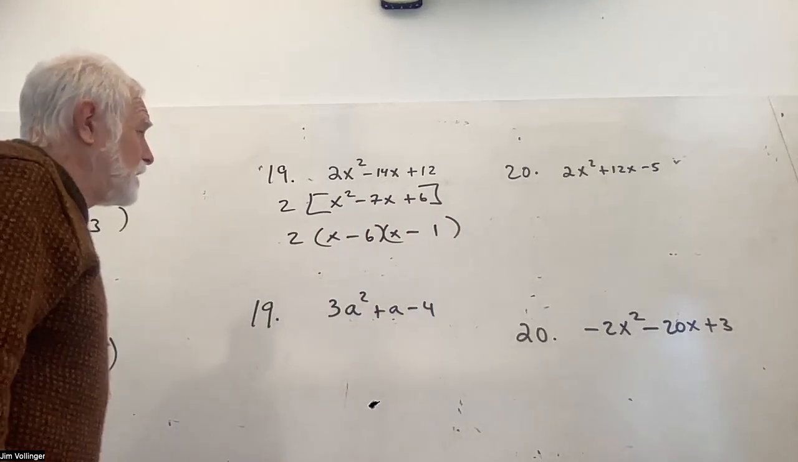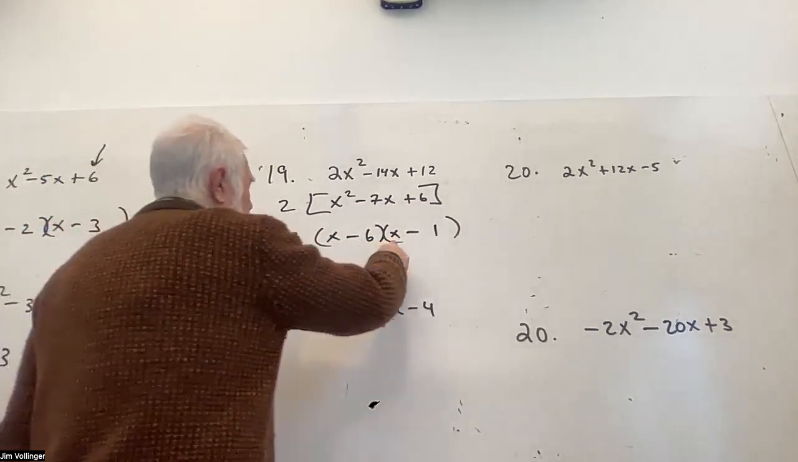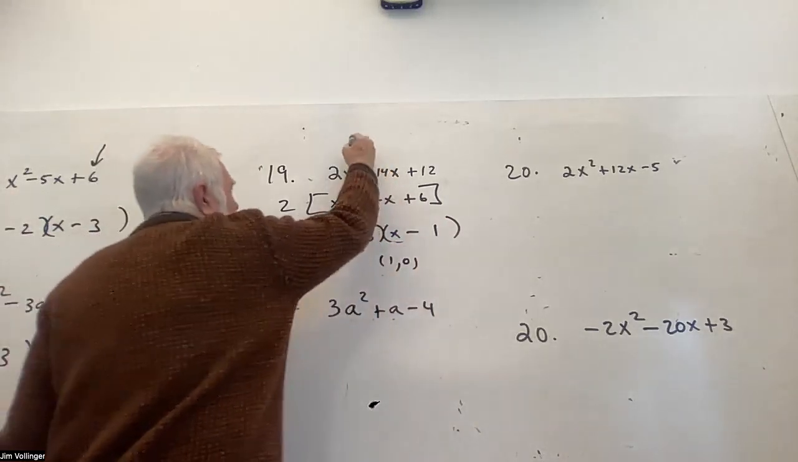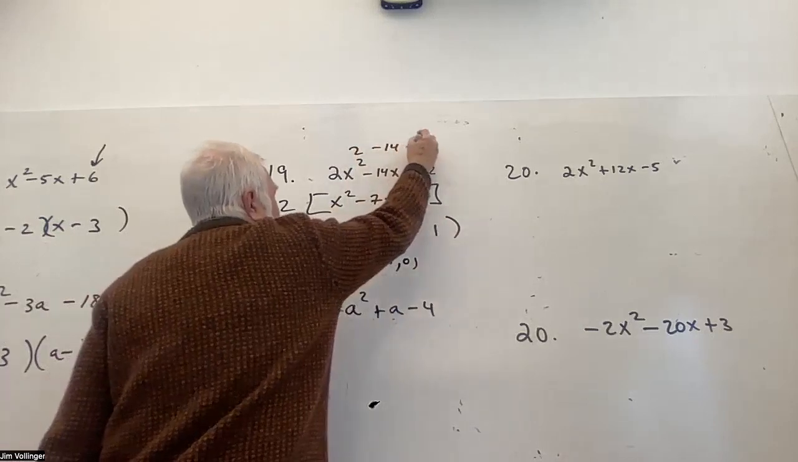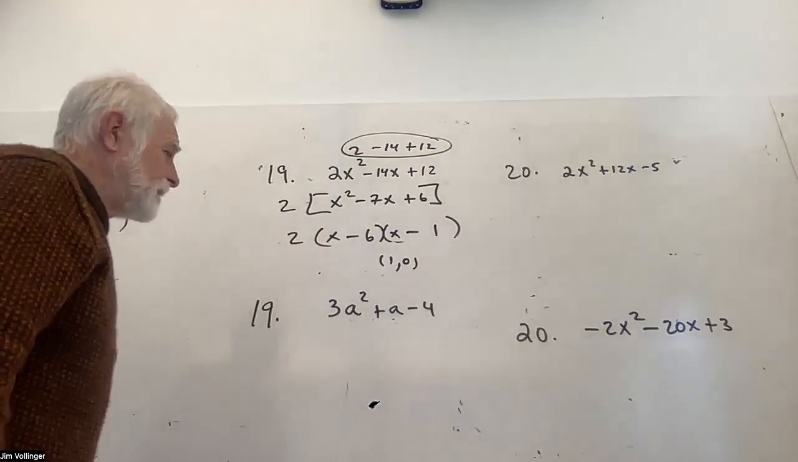Multiply that out. You know, we could plug in a number and see if it works. Let's plug in a 1. Oh, that's 0. 1 gets you 0. I wonder if a 1 gets you 0 up here. 2 minus 14 plus 12. Sure looks like anecdotal proof here.